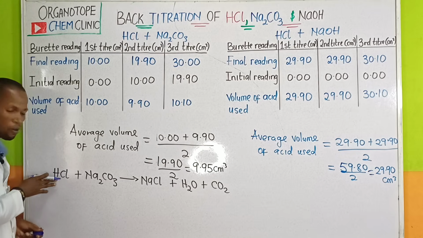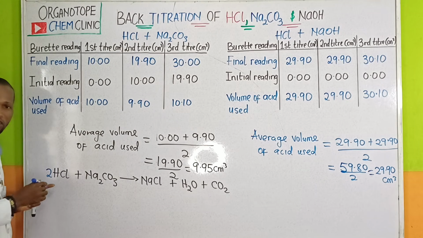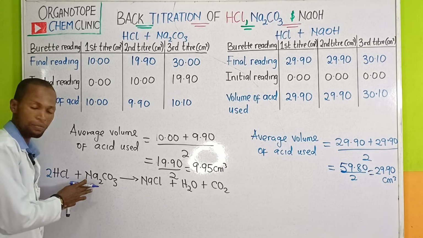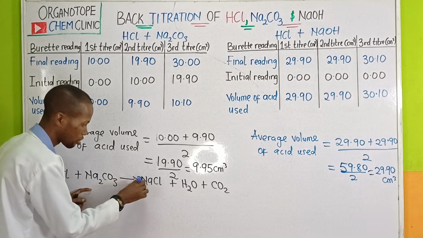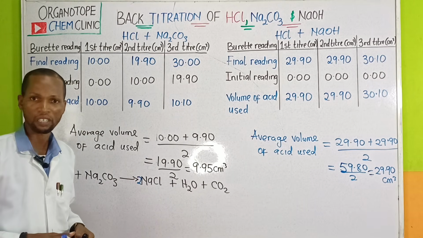We have 1 atom of hydrogen here, and 2 atoms of hydrogen on the other side, so I will add a coefficient of 2 to hydrochloric acid. Then the atoms of sodium here is 2, and we have 1 atom of sodium here, so I will add 2 to the coefficient of sodium chloride. So we have a balanced chemical equation here.